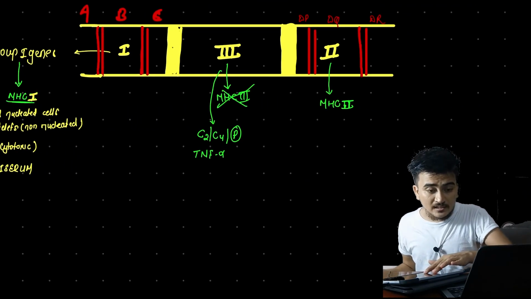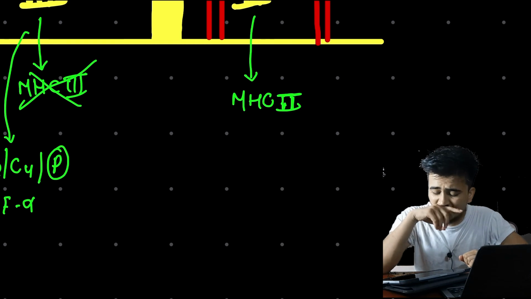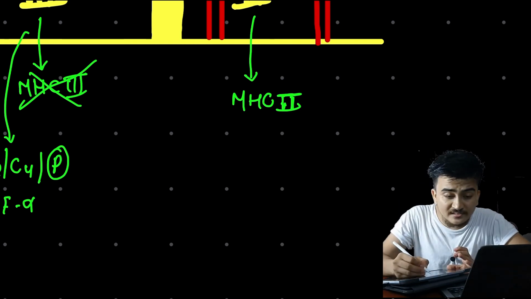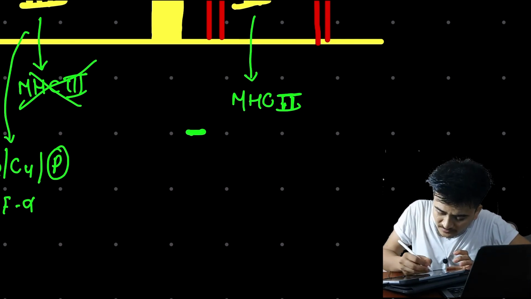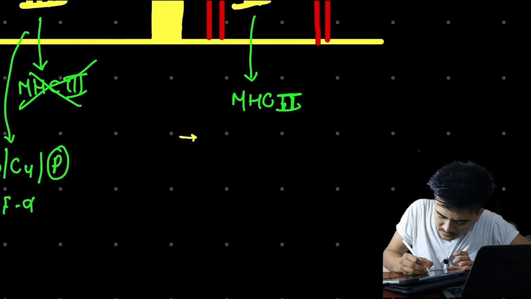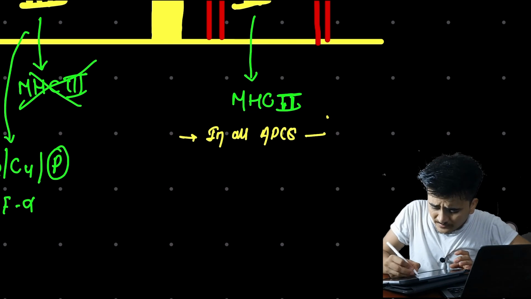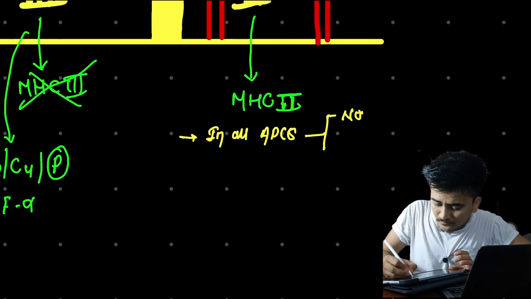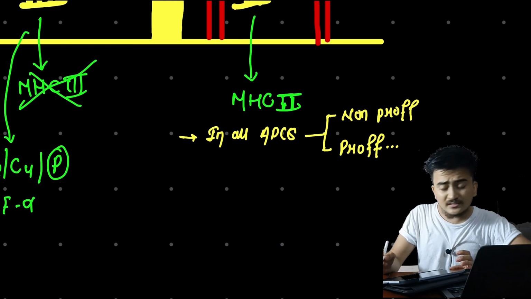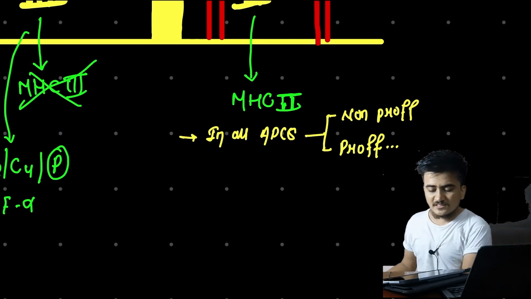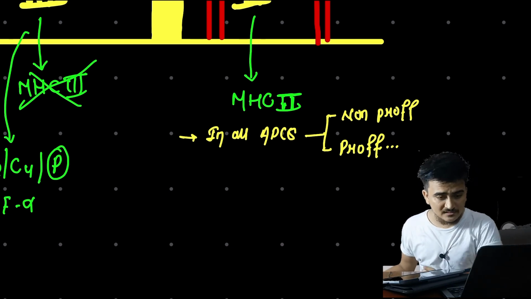Now talking about MHC class 2. These MHC class 2 are present where? These are present in all antigen presenting cells, all APCs. Talking about APCs, what are the types of APCs? Obviously, non-professional and professional. And these things we have learned in detail in the basics of immune activation. Okay, APCs, non-professional and professional APCs.